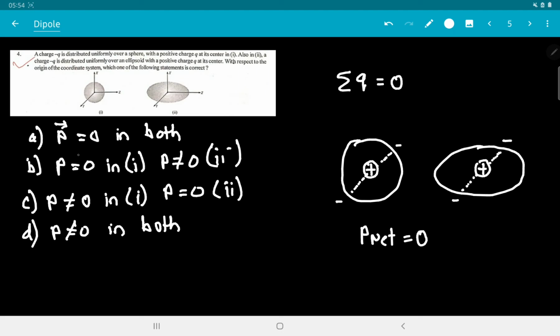So they have given us net dipole moment is 0 in both the cases, and p is 0 in case 1, not 0 in case 2, and other options. The first option will be the correct option. So the problems can be easily solved by applying these principles.